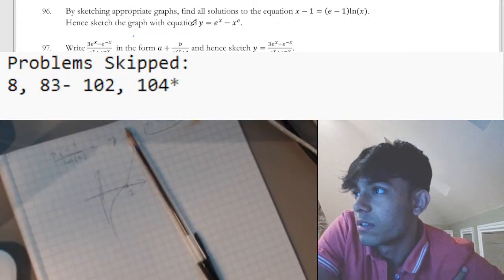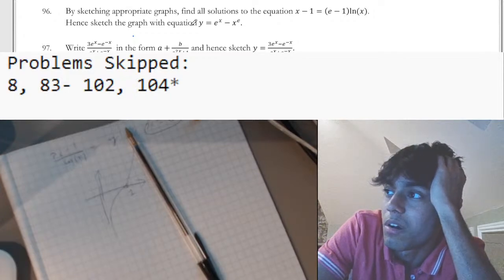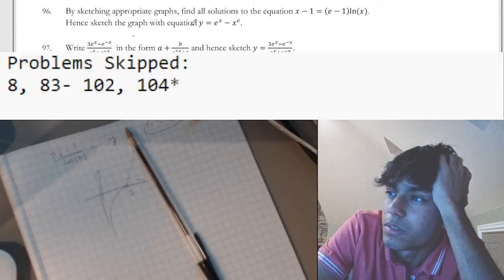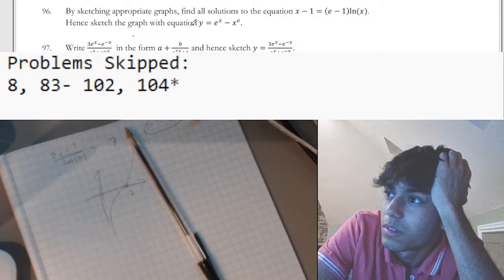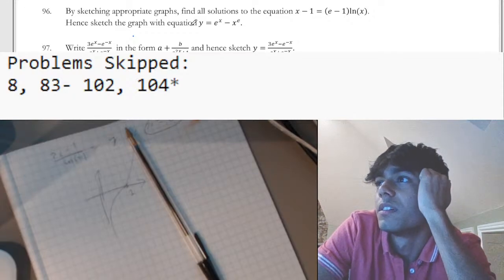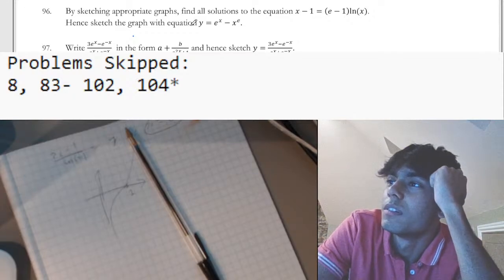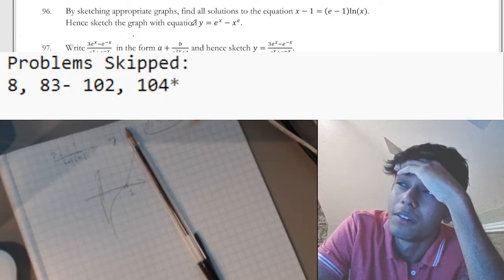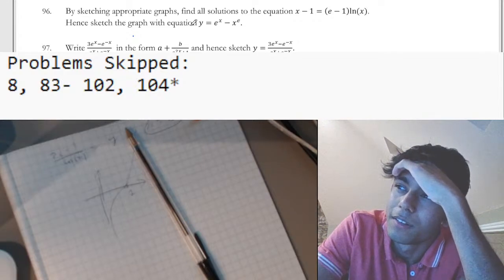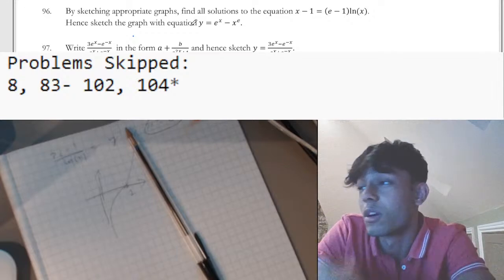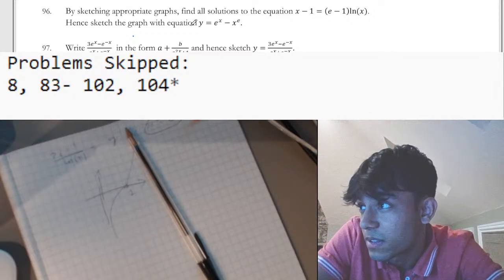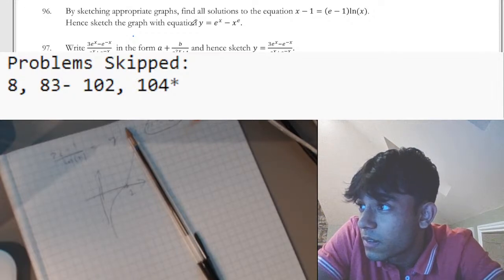Yeah. So sketch the graph. Graph sketching's gotta be the worst topic in maths.